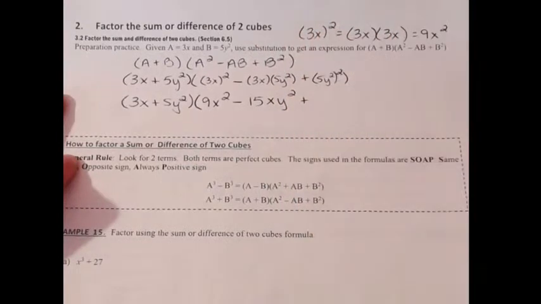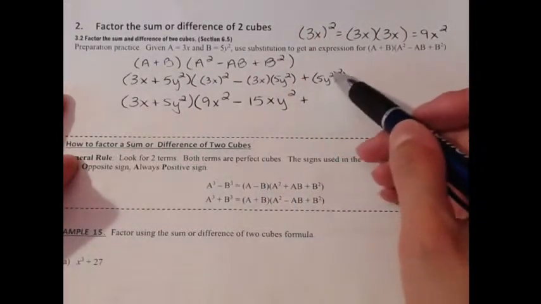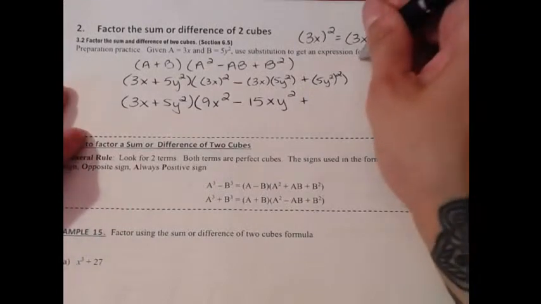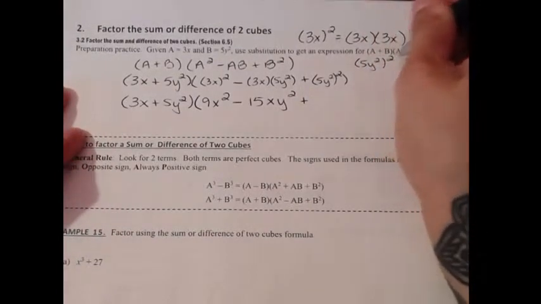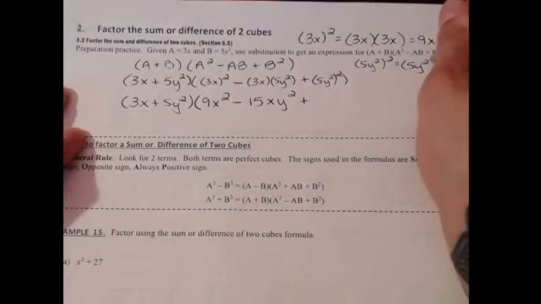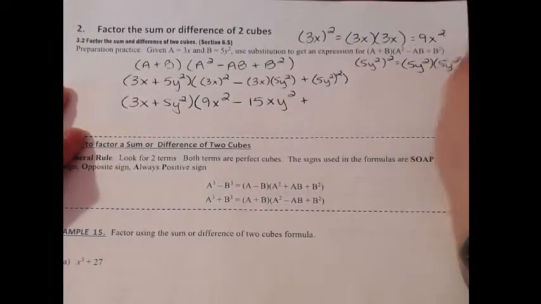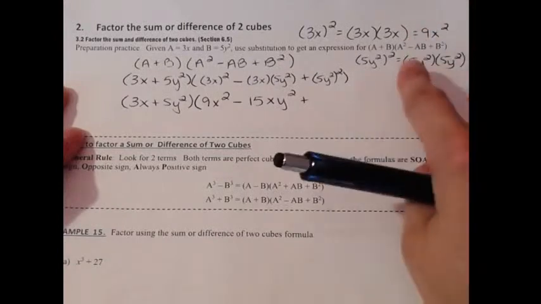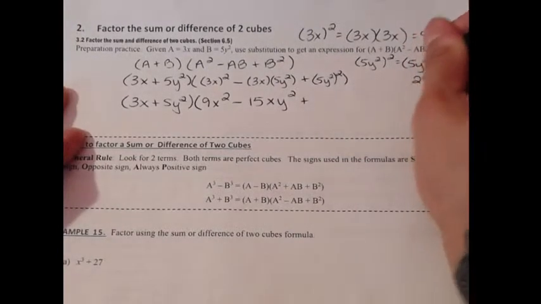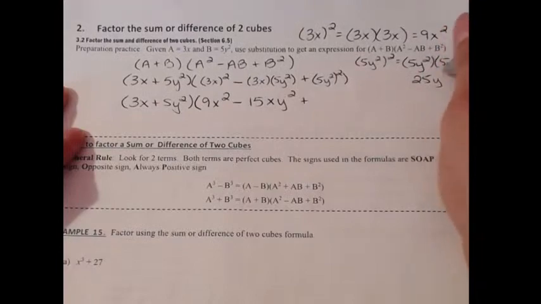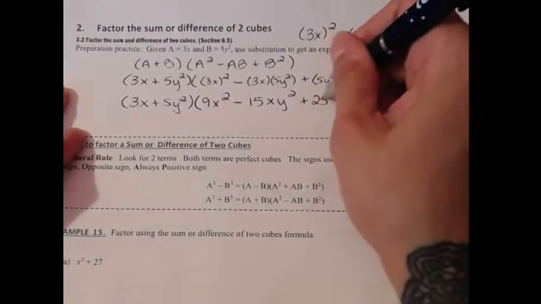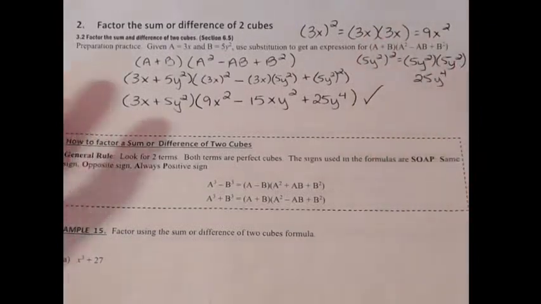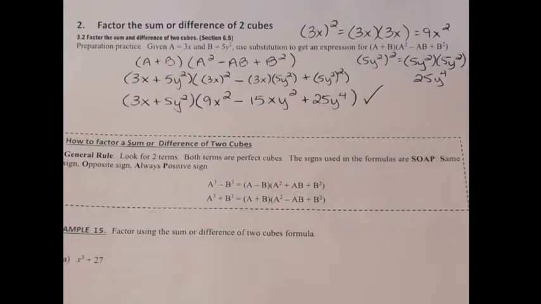15xy squared plus. And then we have 5y squared, squared. So let me do a little bit of side work. 5y squared, squared implies 5y squared times 5y squared. Well, 5 times 5 is 25. Y squared times y squared is y to the fourth. So 25y to the fourth, close the parentheses, and voila, we are done with our substitution. So that is what it looks like when we make this substitution into the formula.